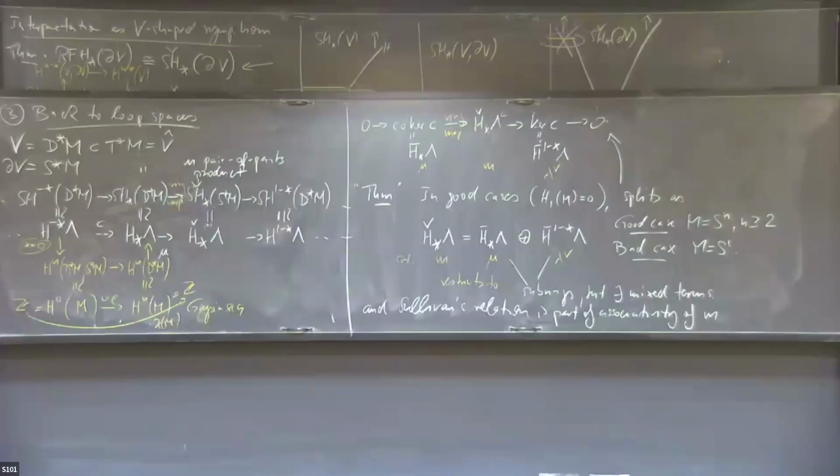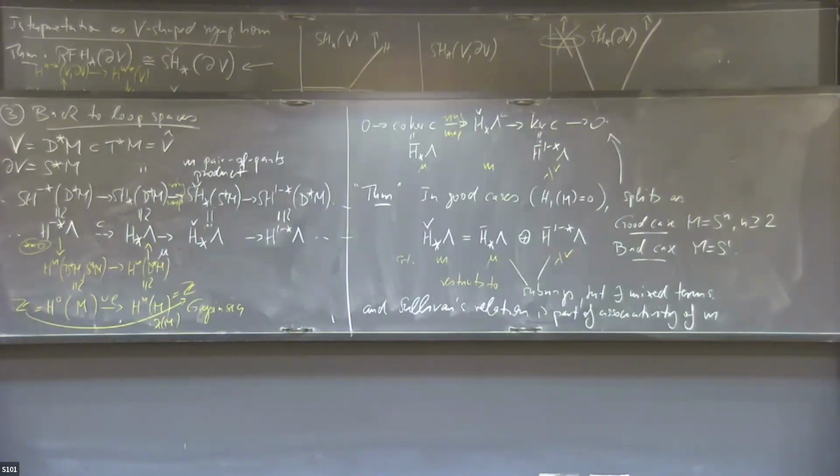So what are other bad cases besides S1? Well, that's the only case we can compute, so I don't know. But probably high dimensional tori would be as bad. The T^n should also be a bad case. But beyond that, we don't know.